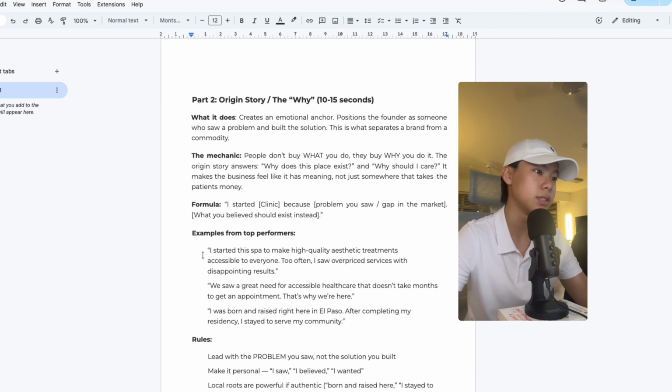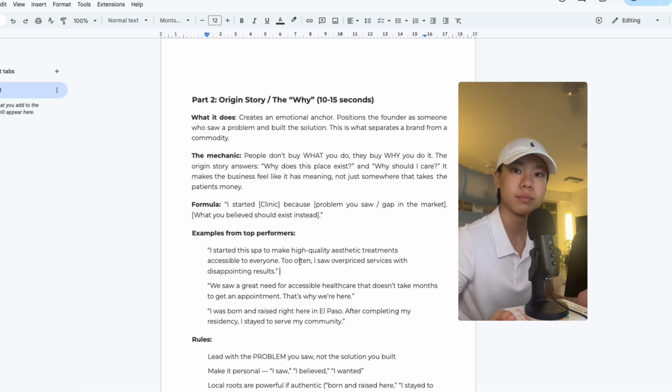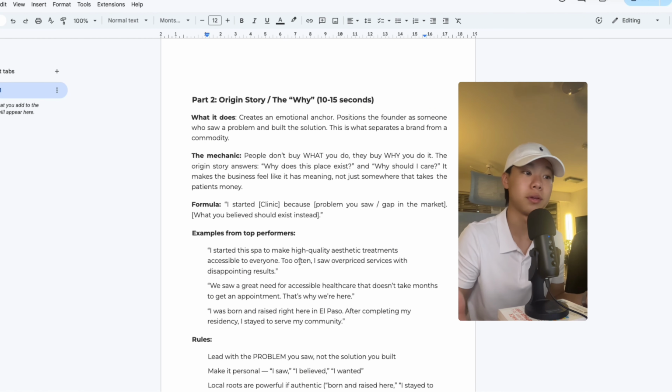So these are some examples. I will just read one out. I started this med spa to make high quality aesthetic treatments accessible to everyone. Too often, I saw overpriced services with disappointing results. That can be one. That's an example that you can follow.